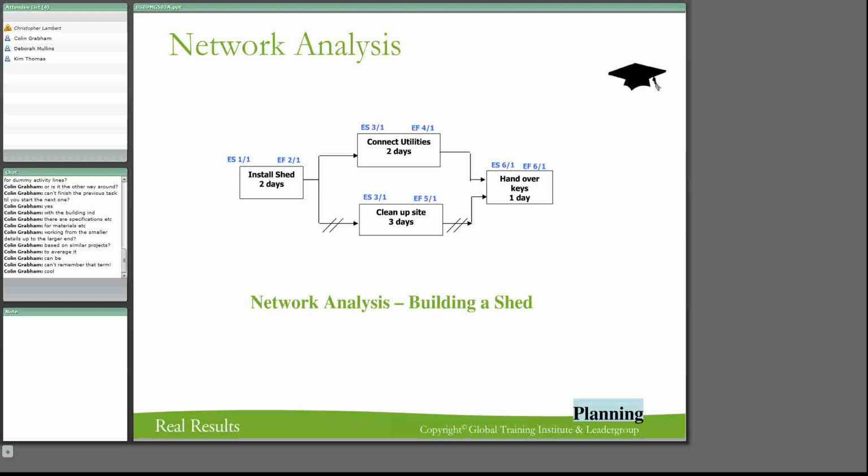All right. So our early start is day 1, and our estimated finish is 2. So there are 2 days there. Then we're going to have a look at connecting the two. We could do it in parallel. If we're going to do it in parallel, what do we have? At the top, we've got an estimated 3, because that takes 3 days. So on day 3, we would be able to start connecting utilities. But on day 3, we could also start.